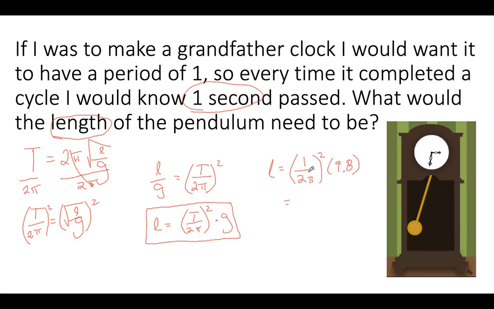Okay, so it is 1 divided by 2 times pi, all squared, times 9.8. And what I get is a length of 0.248.